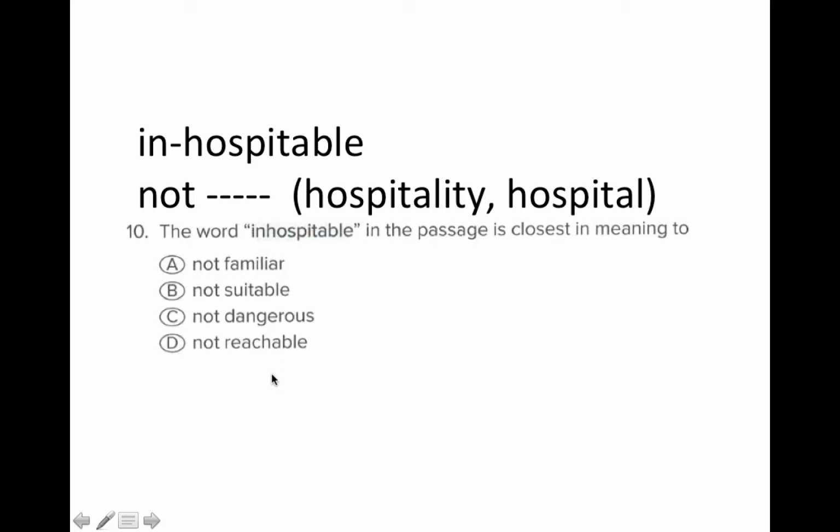Something that is hospitable is something that has the things that a person needs, like a hospital has the things that people need, or it's going to take care of them. In that case, suitable, meaning that it has the things that you need, is the correct answer.